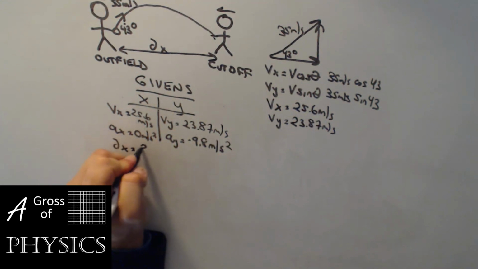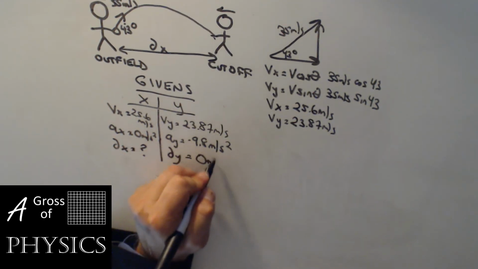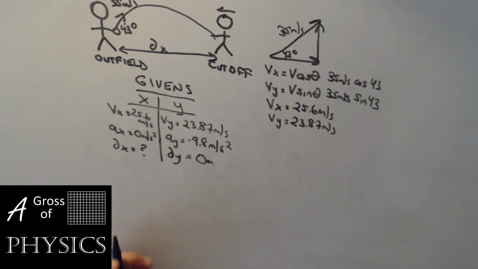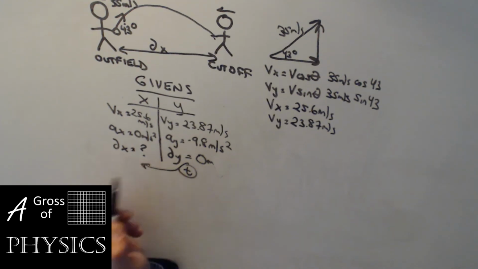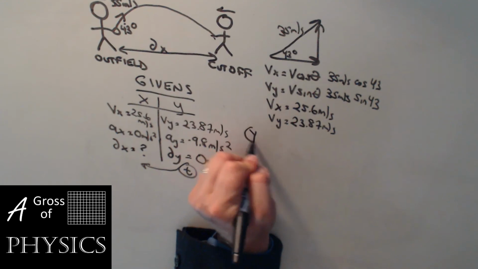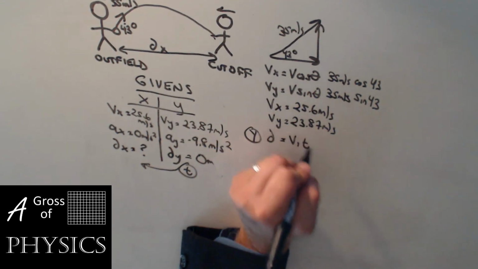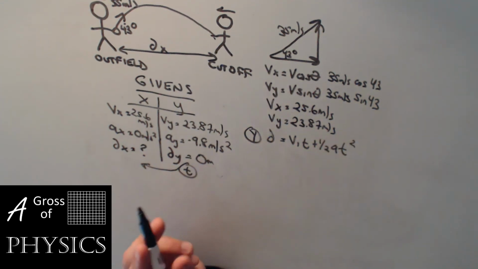Dx is what I want to know. Dy is 0. Oh, 0 meters, not meters per second. Now I know more information about the y direction, so I'll solve for t, and then I'll use that t in the x. So let's do that. And in this case, I'll just use the y on the side to denote that I'm using the y equation. I won't use the subscripts.